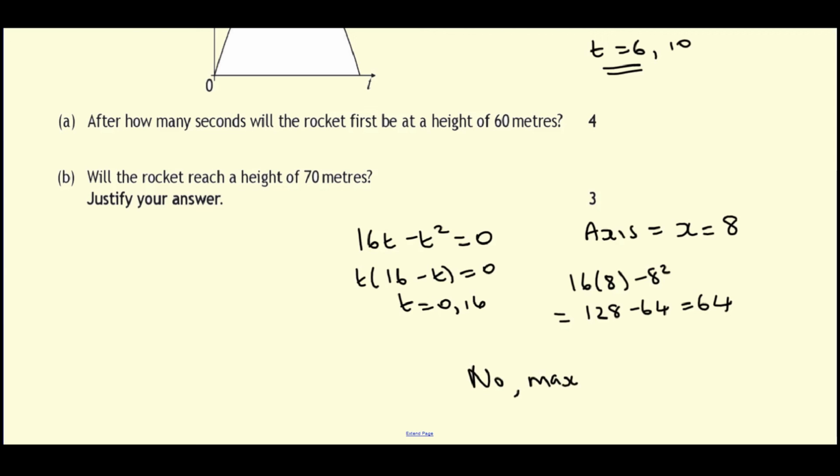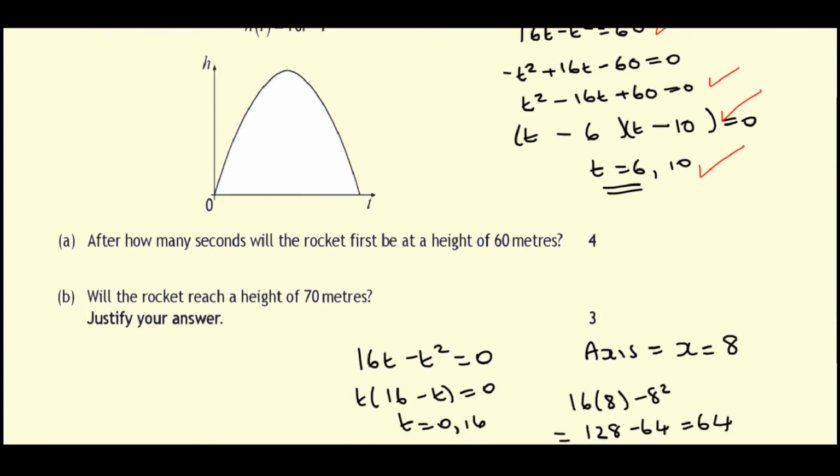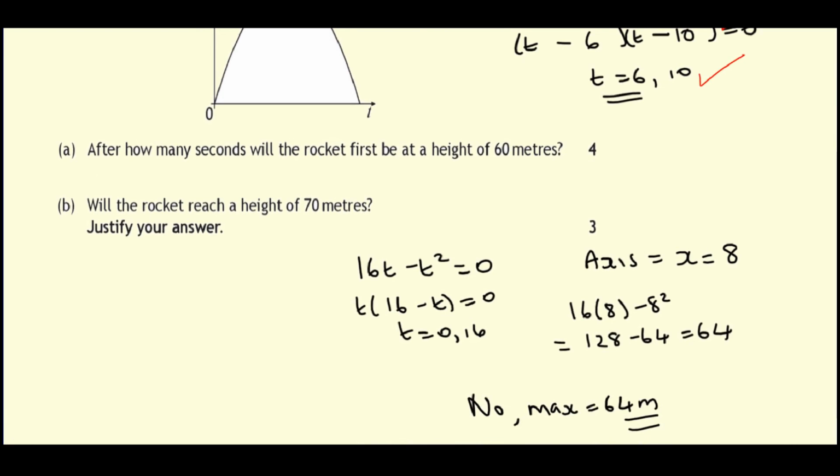Okay, so the first part of the question is worth 4 marks. So that would be 1 mark for setting up the equation, 1 mark for rearranging it, 1 mark for getting our factors, and then 1 mark for correctly selecting the 6 as being the primary one. The second one's out of 3, so we would have 1 mark for getting the roots, 1 mark for getting the maximum, and then 1 mark for making the correct conclusion that it could not happen.